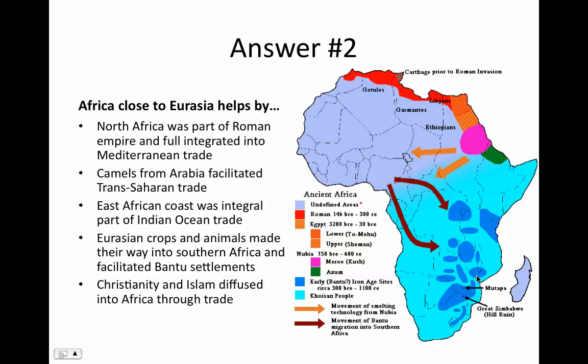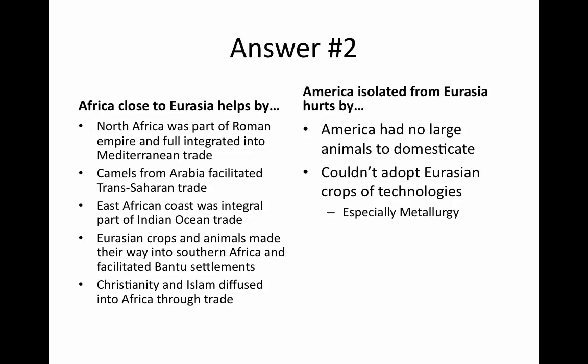Again, over here on the east coast of Africa, you have large trading cities develop as they're going to be a part of the Indian Ocean trade that's off the coast of East Africa. So that's going to expose Africa to new crops, to new animals that are coming from Europe, coming from Asia, the Middle East, that kind of thing. This will also expose Africa to new religions, so Christianity from the Roman Empire, Islam from the Middle East, both of those will be diffused into Africa through trade.